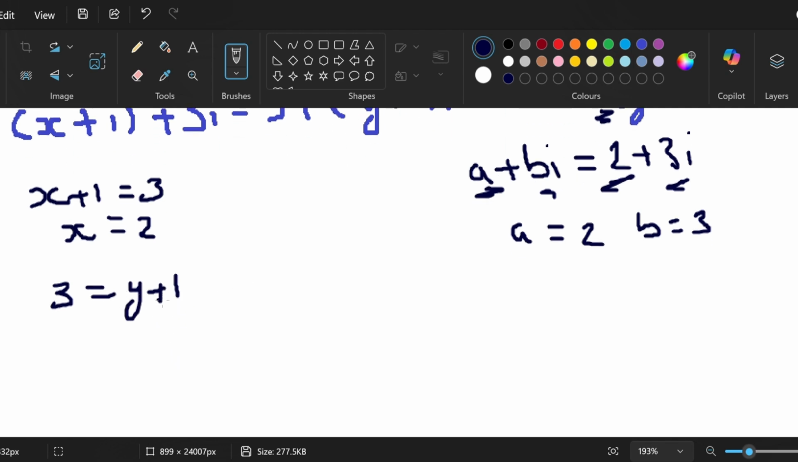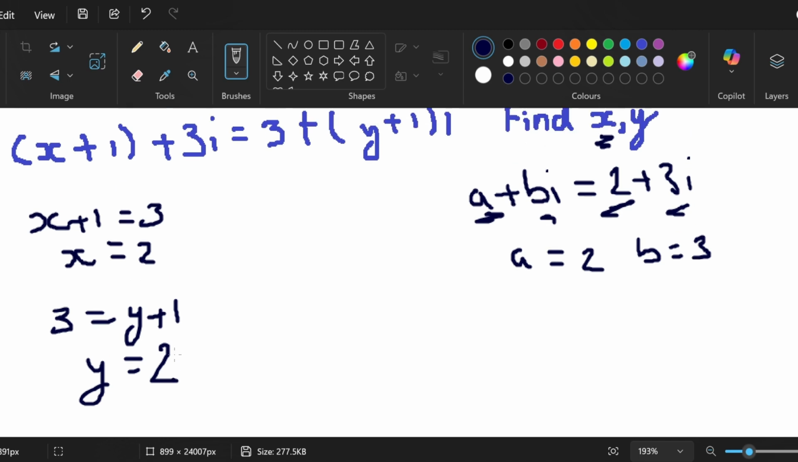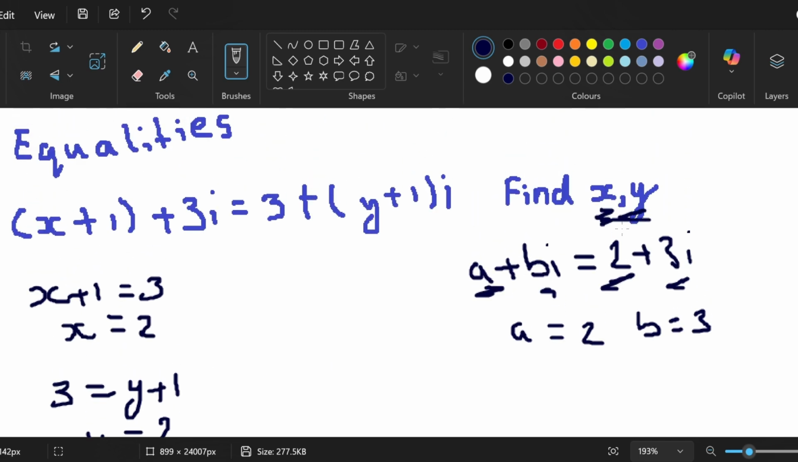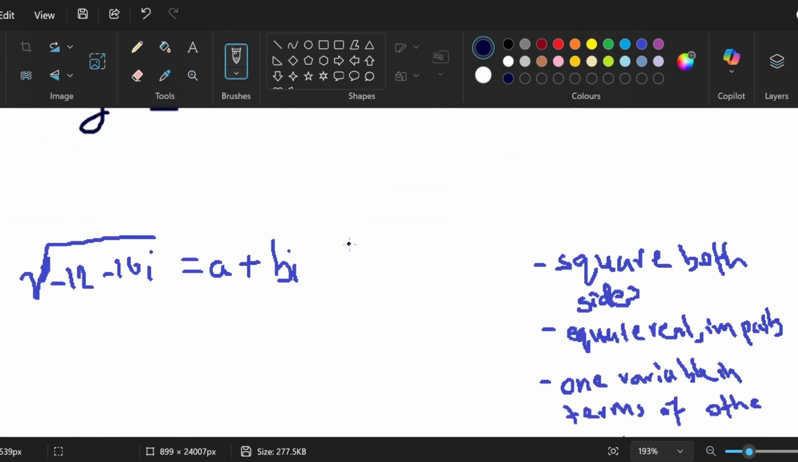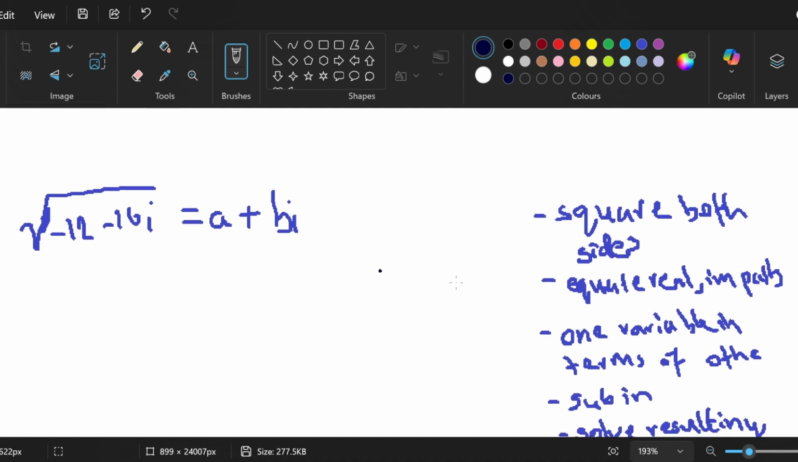And here I can again just take away 1 from both sides, and I'm going to get that y is also equal to 2. Now I have found x and y. There's another type of equality which is even more complicated, so I've written out the steps here in case you want to pause the video and go back and try to solve it yourself.